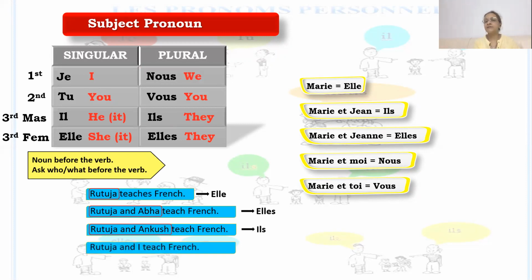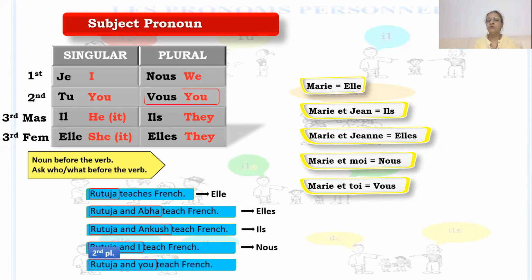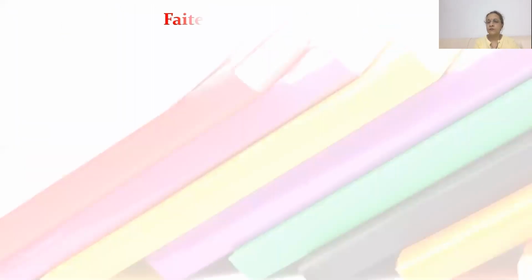Rutuja and I teach French. It's what? Et moi. Subject pronoun, nous. And Rutuja and you teach French. Subject pronoun, vous. I hope I'm clear. Let's solve some more sentences to make this much more clearer. Always remember, students, French is nothing but practice, practice, practice.